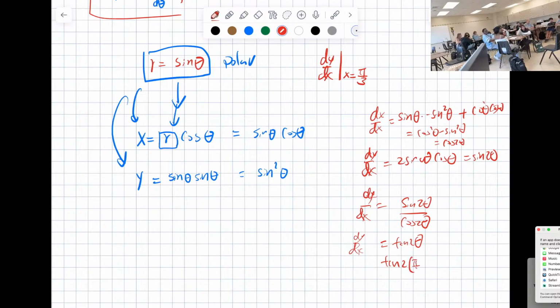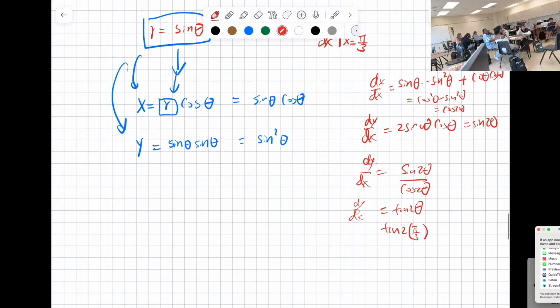Well, it's negative root 3, right? It's just because he used an identity. Oh, okay, I didn't really use the identity. Okay, so negative root 3.